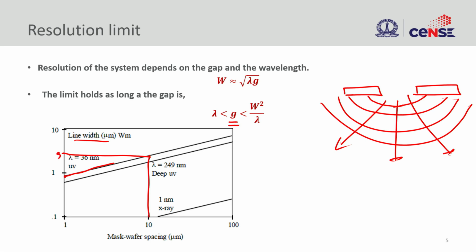So you should be careful in choosing the right spacing, right, and there is a limit to that. There is a limit to the spacing, and the spacing should be greater than your wavelength, and it should be less than your mask width. So this is your width and your wavelength, right. So w squared over lambda is your upper limit, and then lambda is your lower limit, right. So one should be cautious about choosing the right gap, right.